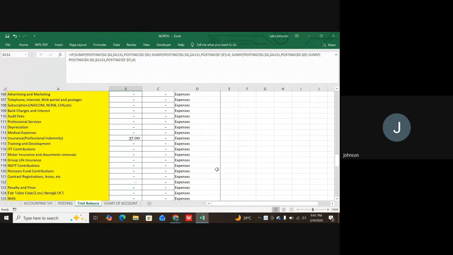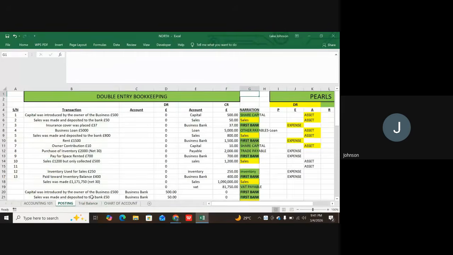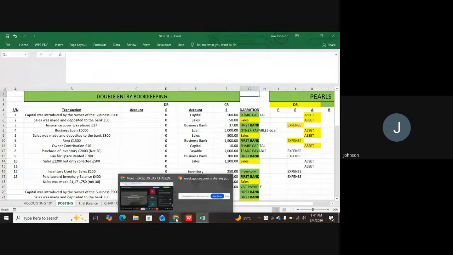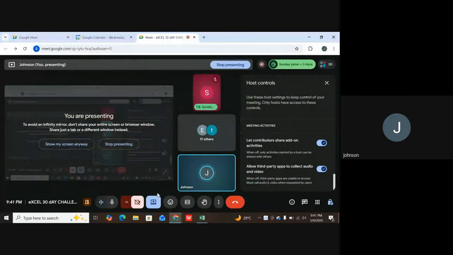We're also going to learn chart of accounts. We're also going to learn a lot of things. Okay, so that is just that. Let me leave room for people that still have questions to ask. If you still have questions, feel free to ask or unmute your mic.